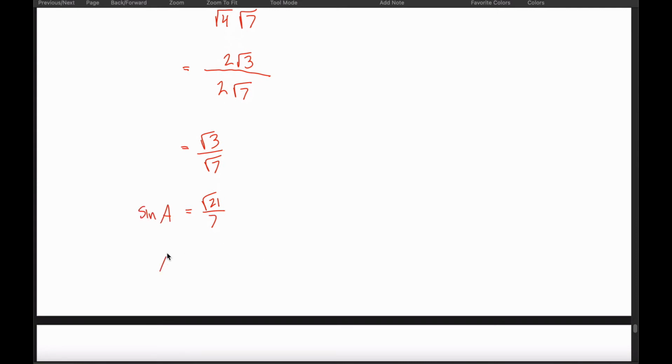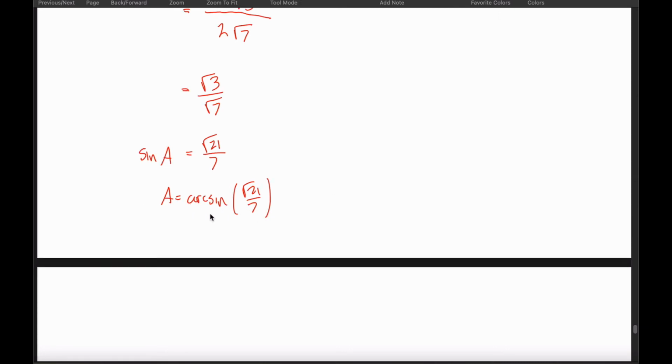I want to know what capital A was equal to. Well, unfortunately, this is not a y-coordinate you have memorized on your unit circle, so the best I can do for capital A is just say it's the arcsine of the square root of 21 over 7. Note that if you're doing the homework and you type your answer in like this, arcsine's assuming you're talking about radians, so if you wanted A in degrees, you'd have to multiply this by 180 over pi to convert it into degrees.